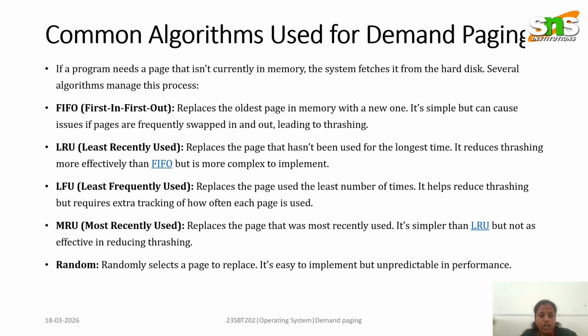Next one is least frequently used, which removes the least accessed page. And next one is most recently used, which removes the most recently used page. Next one is random, which removes any page randomly. Each algorithm tries to reduce the page faults.